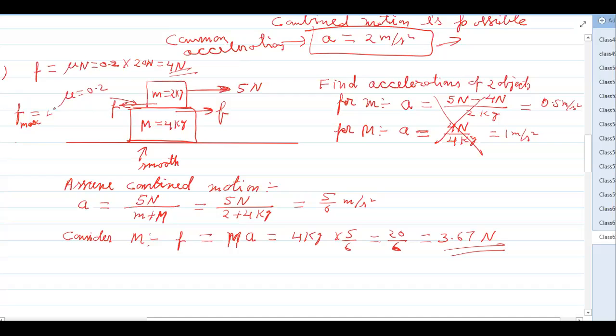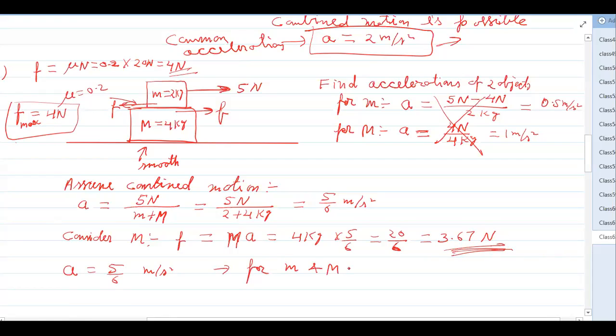So this value is less than F max. You can see the F max was 4 Newton. If this is less than F max, it means the objects will slide together. You can have any value of friction less than the maximum value. So for this question, the answer is that the acceleration is common for the two objects, that is 5/6, for small m and capital M.